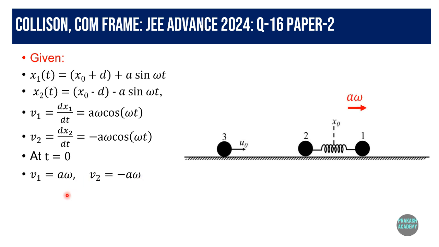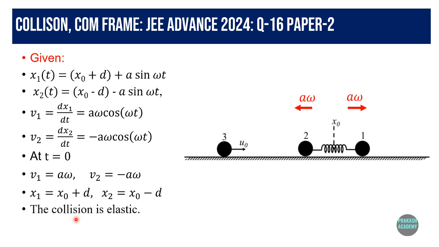So, this means particle 1 is going in this direction with velocity a omega, and 2 is going in the opposite direction because of the minus sign, and this has a magnitude of a omega. We can also find their x coordinate. If I plug in t equals 0, this will be 0 because sin 0 is 0. So, x naught plus d is the coordinate of particle 1 and x naught minus d will be the coordinate of particle 2.